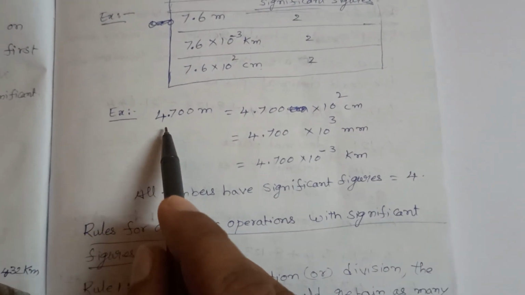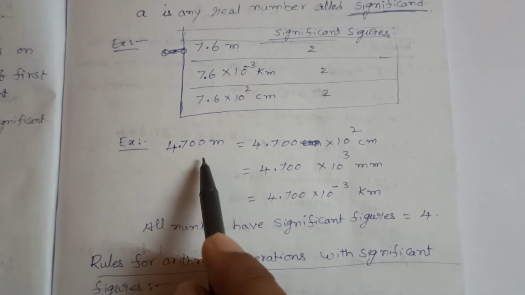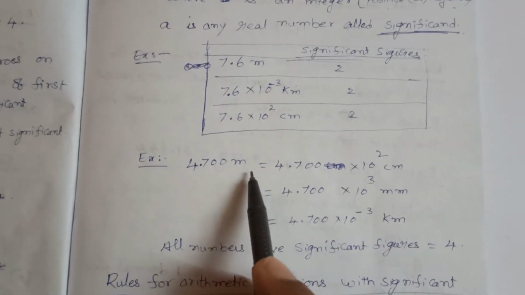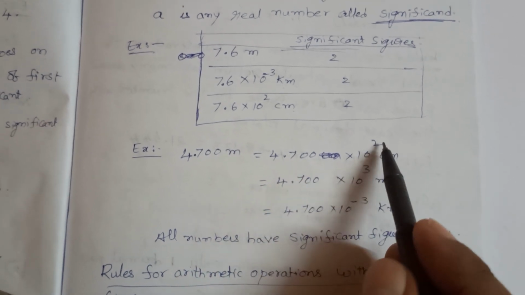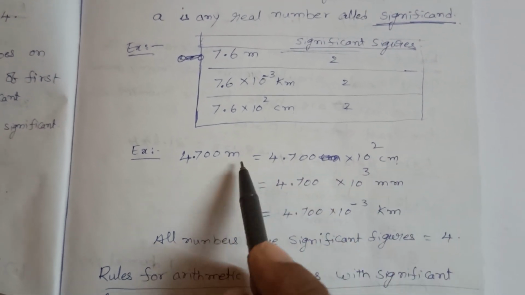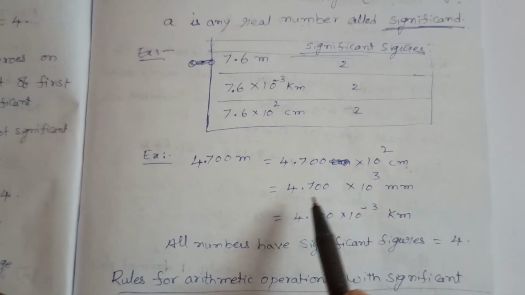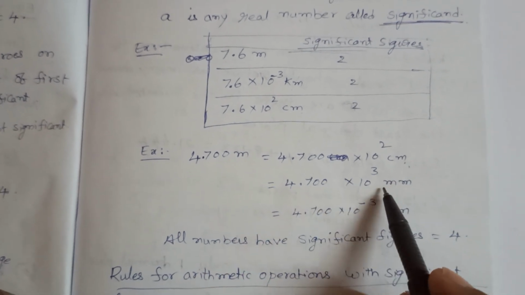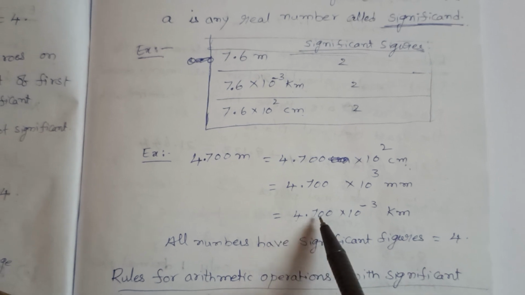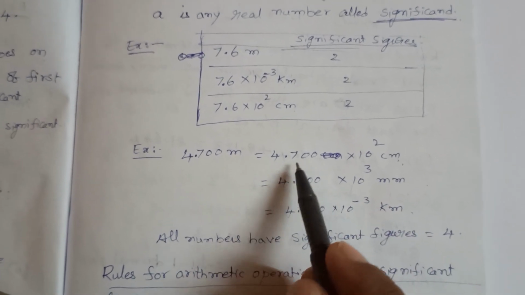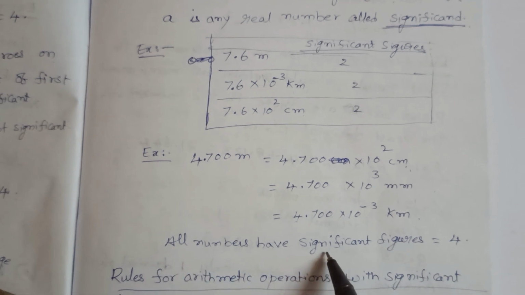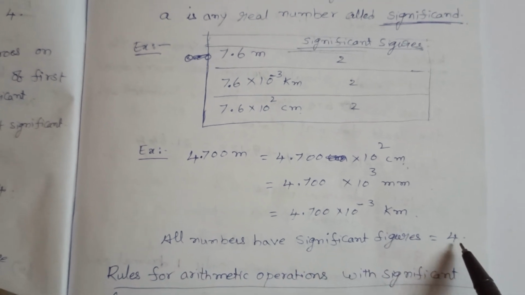One more example, 4.700 meters. Here 4.700 into 10 power 2 centimeters. We have meters into centimeters. 4.700 into 10 power 3 millimeters. 4.700 into 10 power minus 3 kilometers. All examples, all numbers having significant figures 4 only.